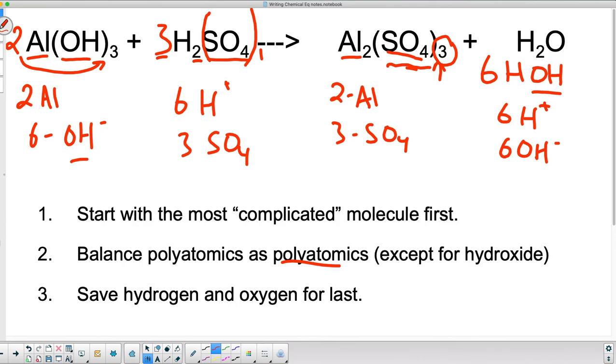So let's go back through and make sure that I have the same number for both. I have 2 aluminums, and over here, 2 aluminums. I have 6 hydroxides. Over here, I have 6 hydroxides. I have 6 hydrogens, 6 hydrogens. I have 3 SO4s, and here I have 3 SO4s. So my balancing then is a 2 in front of the aluminum hydroxide, a 3 in front of the sulfuric acid, a 1 in front of the aluminum sulfate, and a 6 in front of the H2O. And that's it. That's how you balance equations.